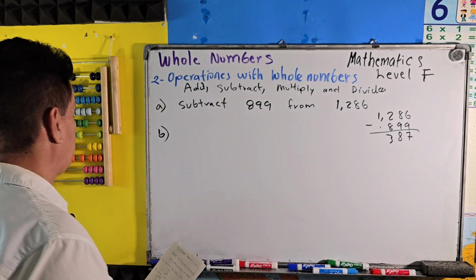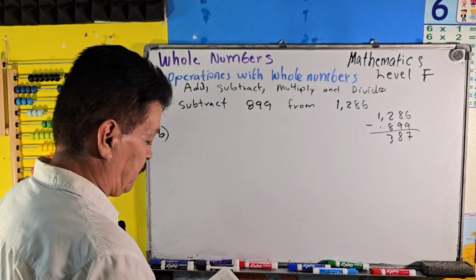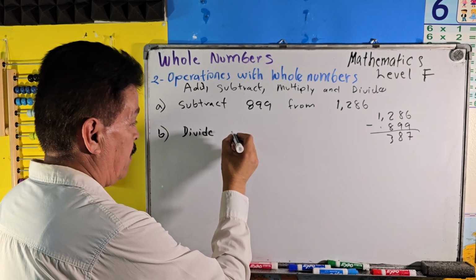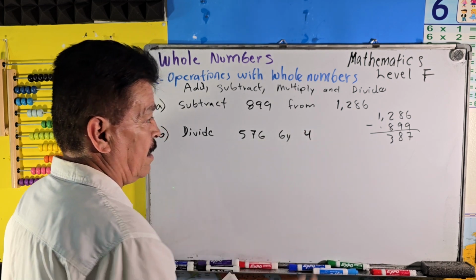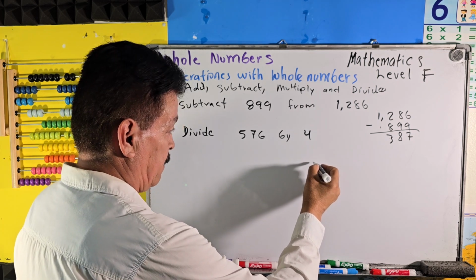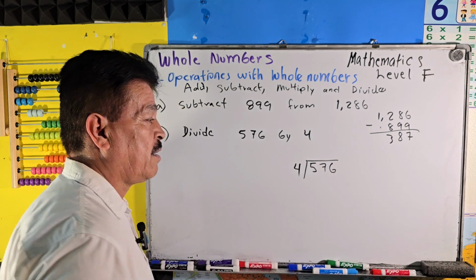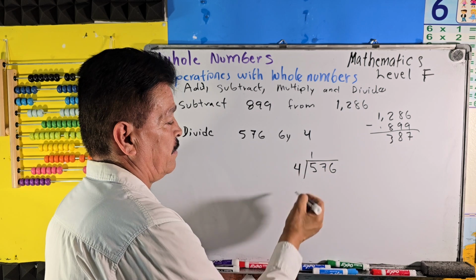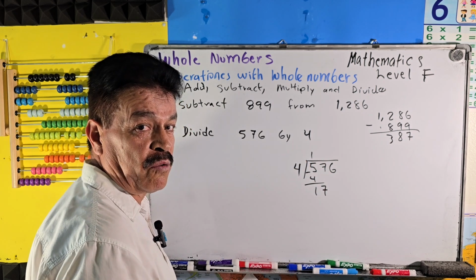Let's write, divide 576 by 4. All right. So it's very simple. Let me write 576 divided by 4. What is the way to do the division? 5 divided by 4 is 1. 1 times 4 is 4. Subtract, right here is 1. Bring down the next number.